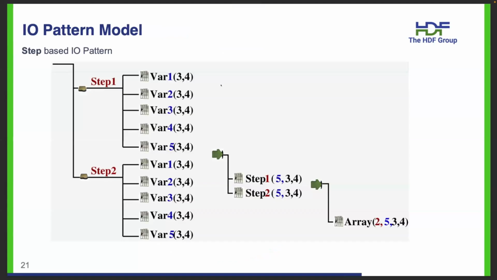So going back to the first one, when you have an I/O pattern model, for example a step-based system, so you have a time step, and in this case 5 variables, and the dimension is 3 by 4. Well, you have an option, instead of writing each variable at a time, to combine those into a higher order array here. And then you also have the option to combine the time steps also, so you've combined those into one big write of a big 4-dimensional array.